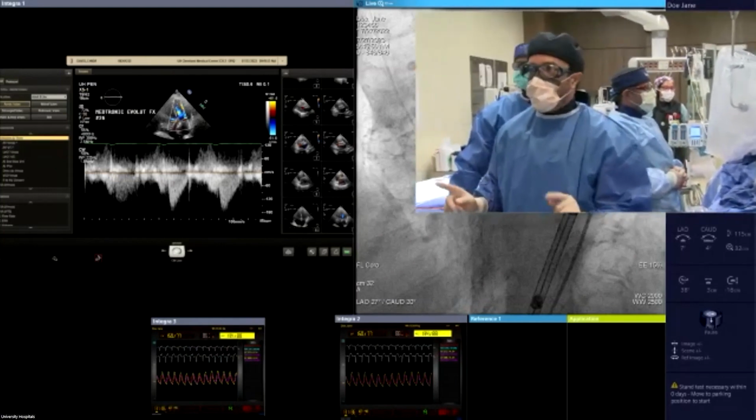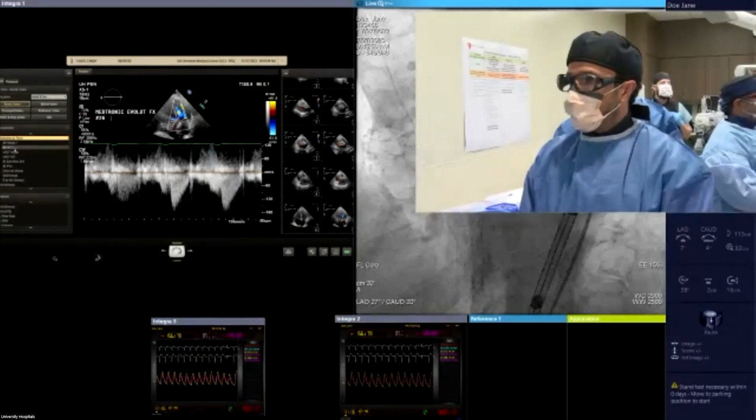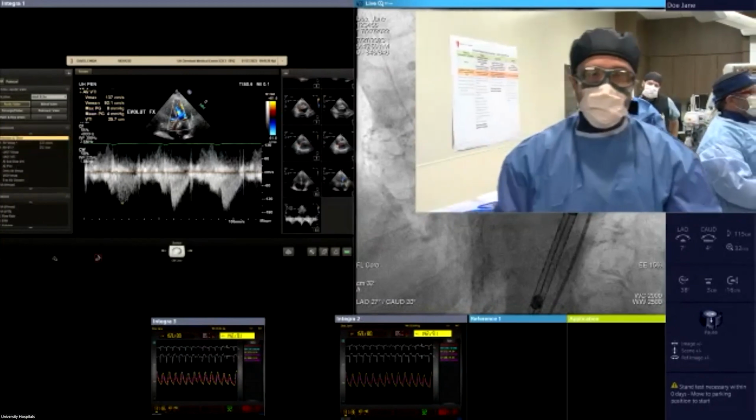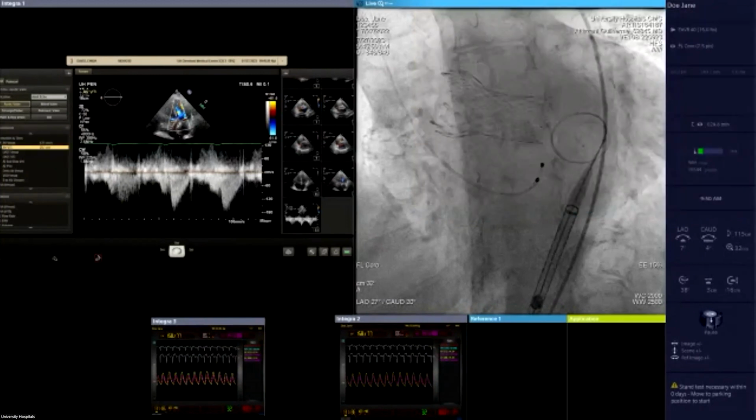So no PVL, no AI. Gradients look like it's going to be okay. The valve looks well expanded, as you can see by fluoroscopy. The expansion looks very nice. In both the RAO and the LAO, it looks expanded. So I think it's a good result.